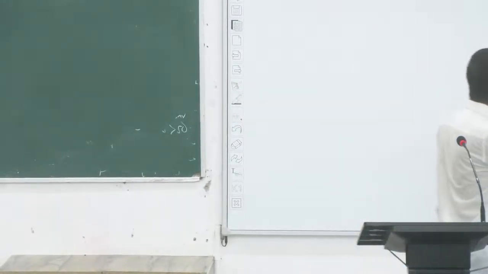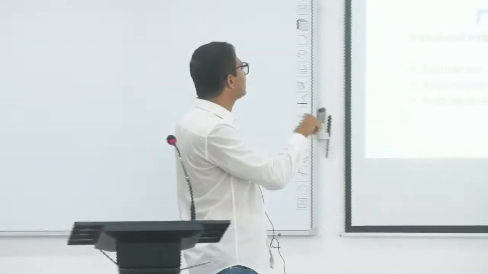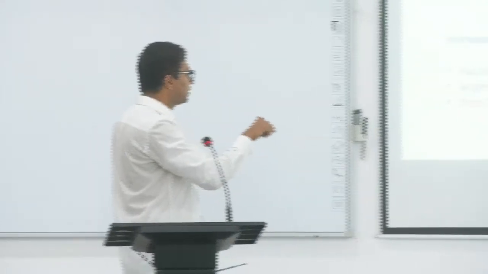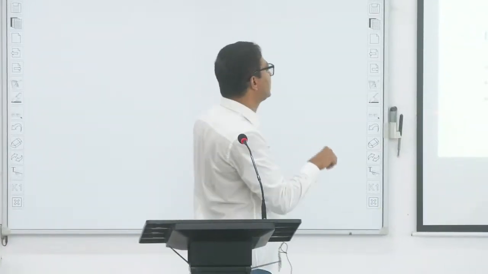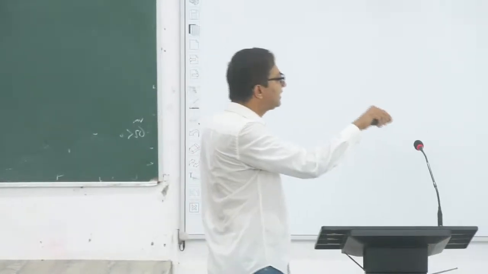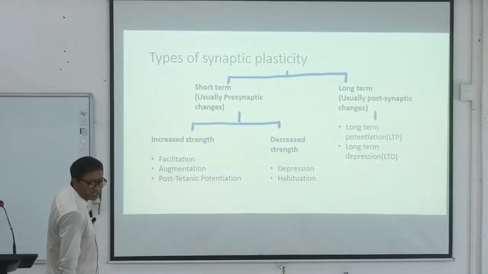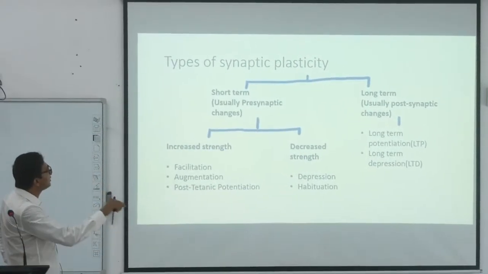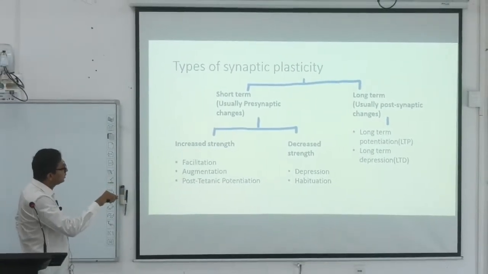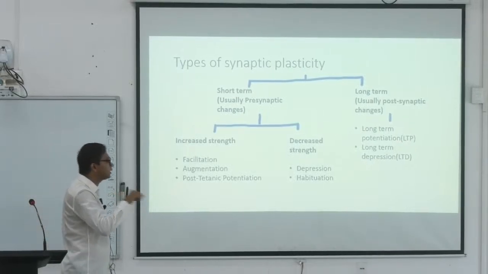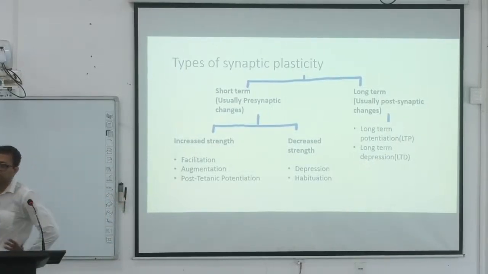So in short-term changes, increased strength of synapse, there are three types of increased strength. One is facilitation, augmentation, and post-tetanic potentiation. Just remember, you do not need to know in very detail, right? And decreased strength is depression and habituation. Decreased strength of the synapse is depression and habituation. And under long-term changes, it's called long-term potentiation and long-term depression.